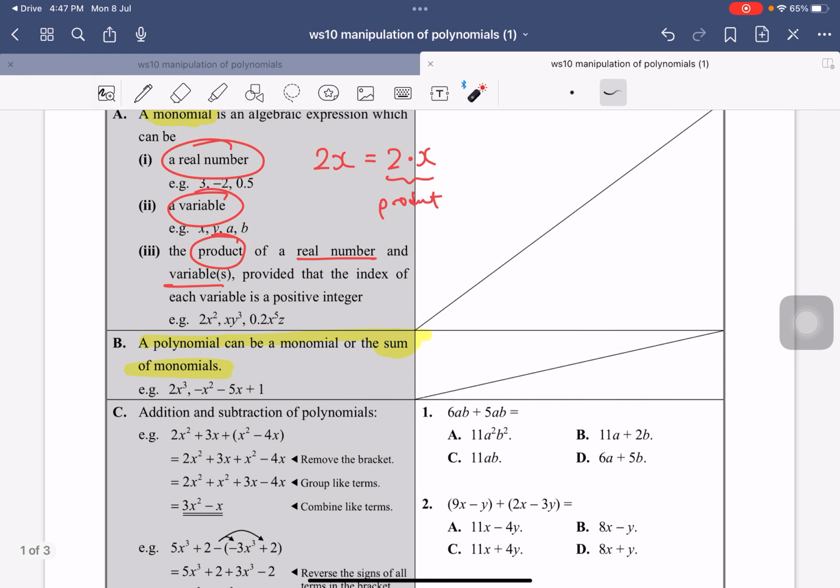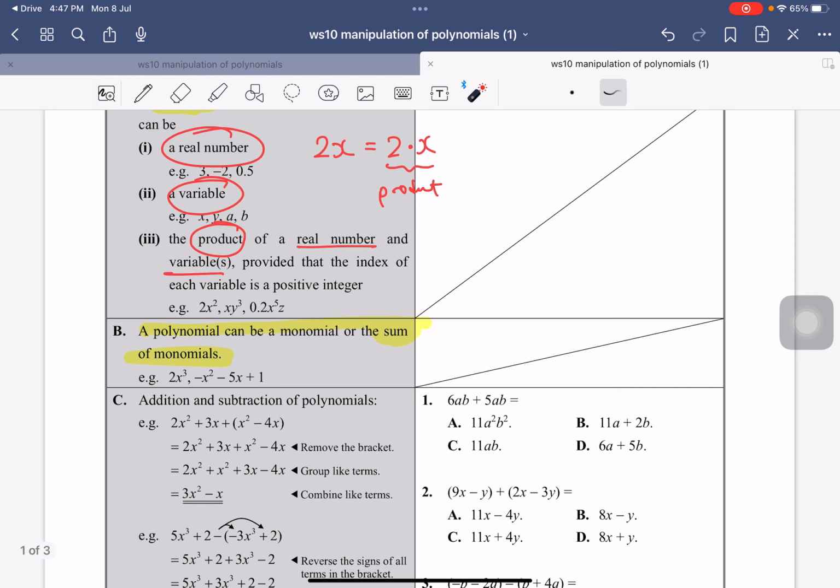Okay, so a polynomial is just adding up different monomials. For example, this one is combined from three monomials. The first is negative x squared, the second is negative 5x, and the third is plus 1. So we have these three monomials combined together, and this is a polynomial.